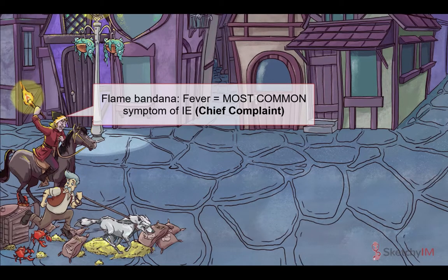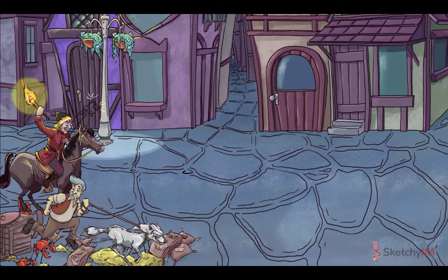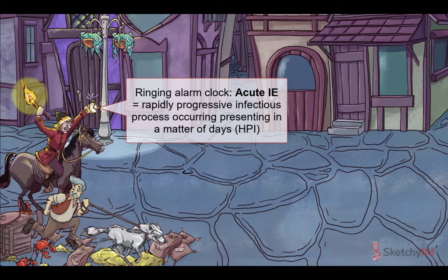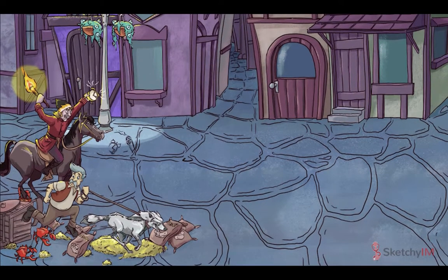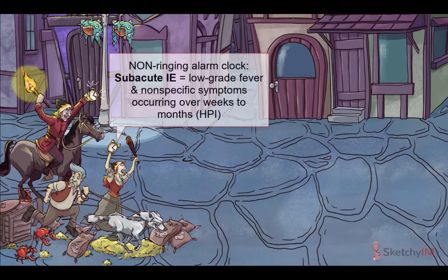In addition to fever, many of the other clinical manifestations of IE depend on the time frame of the infection. So make sure to pay attention to how long your patient's symptoms have been going on. Infective endocarditis can be classified as acute or subacute. Acute IE presents as an acute, rapidly progressive infection, with symptoms like fever, chills, and malaise developing over the course of a few short days. Acute disease is represented by the recurring sketchy alarm clock, ringing acutely.